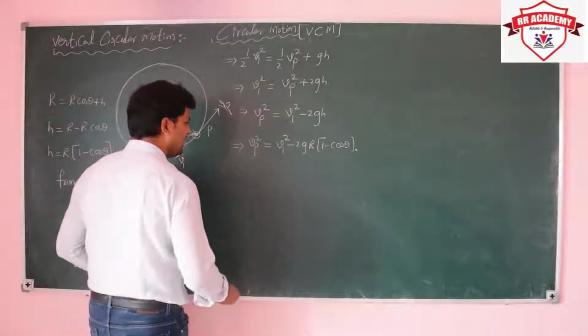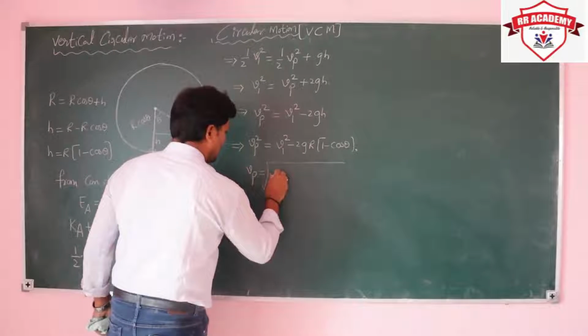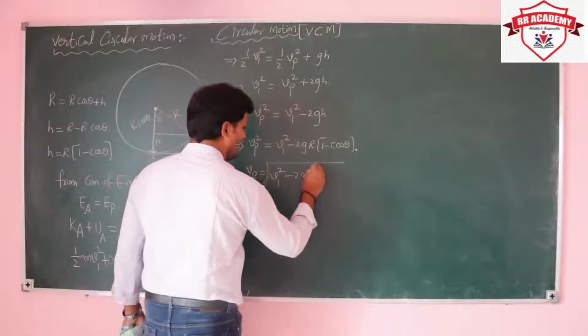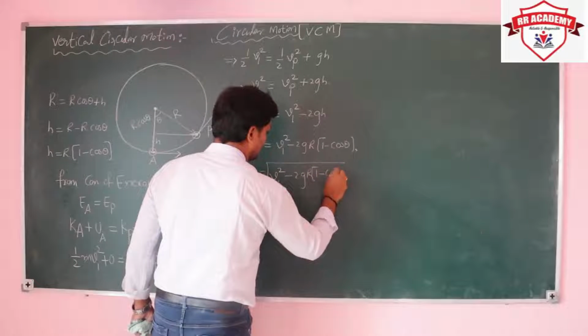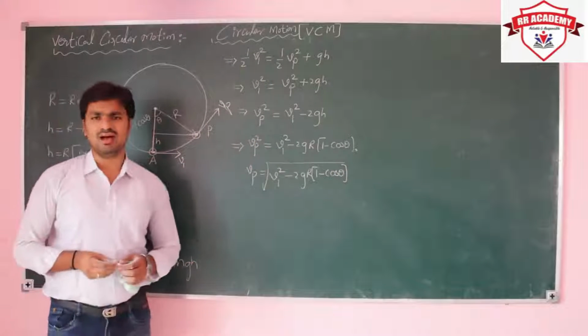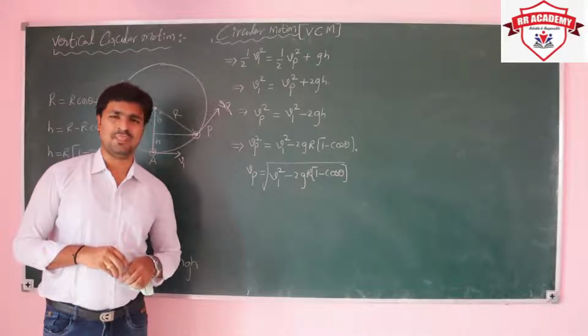That means you can take Vp only. Vp is equal to under root of v1 square minus 2gr of 1 minus cos theta. That is the velocity at point P.